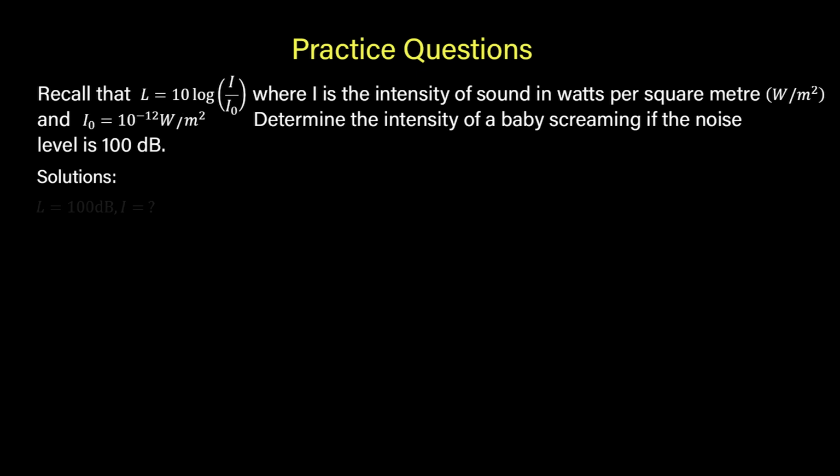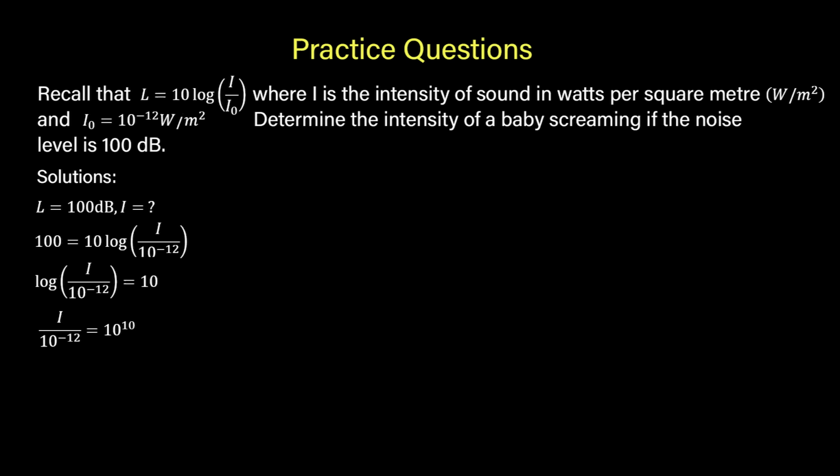Solution. L equals 100 decibels, you need to calculate the value of I. 100 equals 10 log of I divided by 10 to the power of negative 12. Log of I divided by 10 to the power of negative 12 equals 10. I divided by 10 to the power of negative 12 equals 10 to the power of 10. I equals the product of 10 to the power of 10 and 10 to the power of negative 12, which equals 10 to the power of negative 2 or 0.01 watts per square meter.